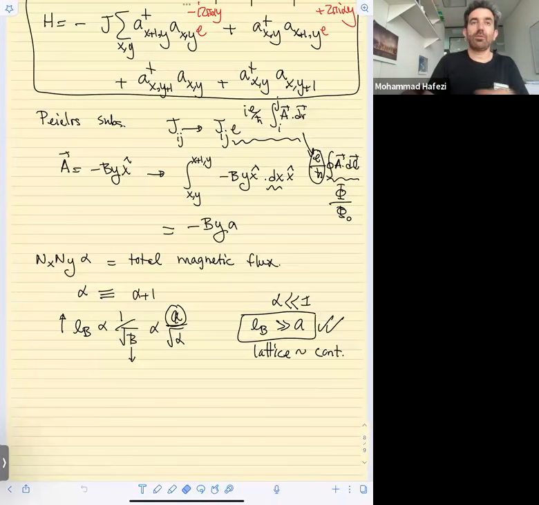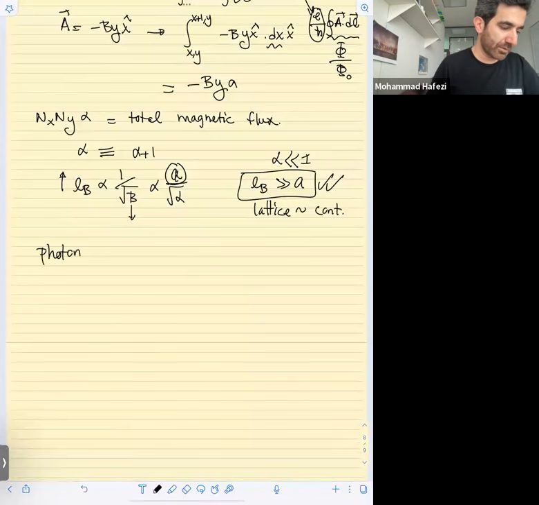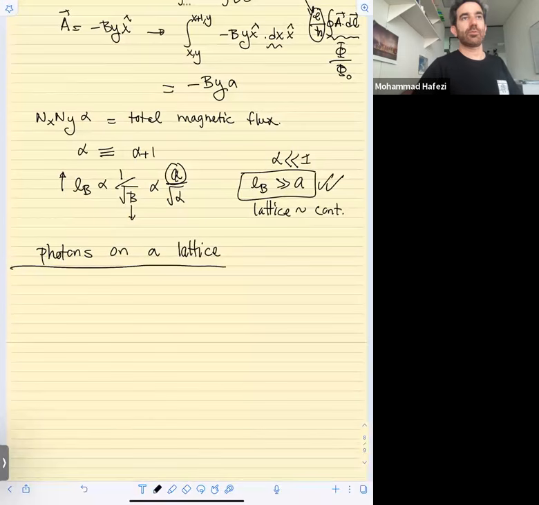Okay, so now we are at the photons, and then we come back to it later. So now I want to do the same Hamiltonian. I want to simulate it for photons on a lattice. I want to simulate that alpha for photons on a lattice. How can I do that?